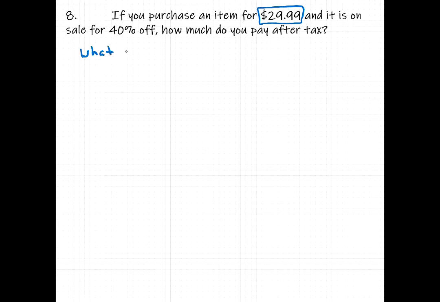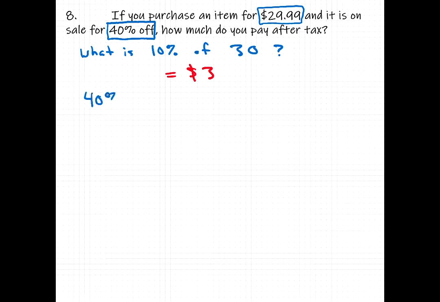What is 10% of $30? Well, 10% is 1/10 of that, or $3. So 10% is $3 off, and you have 40% off. So that's actually 4 tens, right? So 40 is 4 tens, which means 40% off is about $12 off. So 10% of 30 is 3, and you have 4 of them, so 3 times 4 is 12.